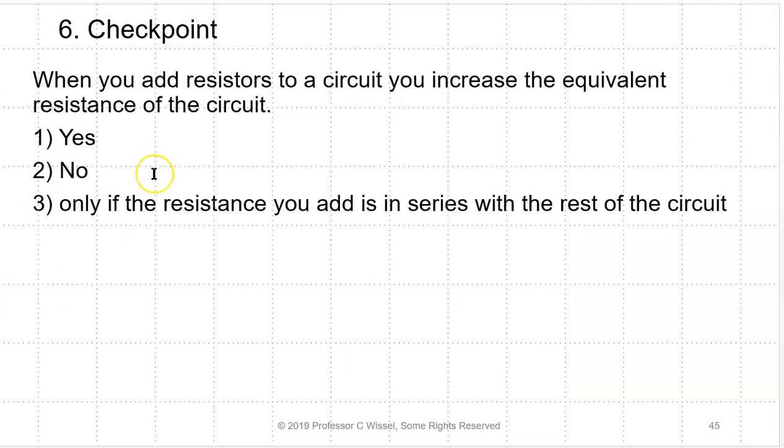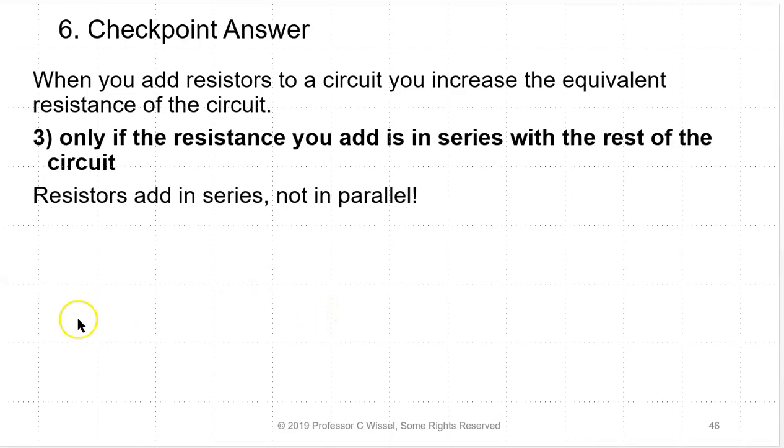When you add resistors to a circuit, you increase the equivalent resistance of the circuit. This is a trick question. Only if the resistance you add is in series with the rest of the circuit. Resistors add in series, not in parallel. If you put a parallel one in there, it's going to lower the overall resistance.